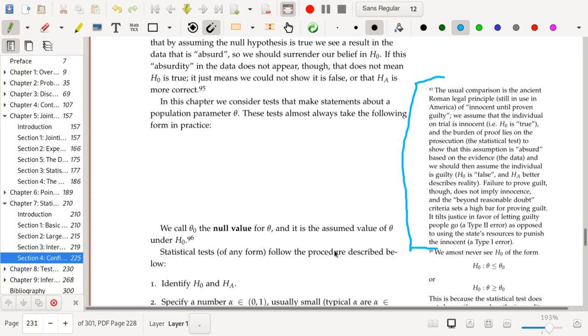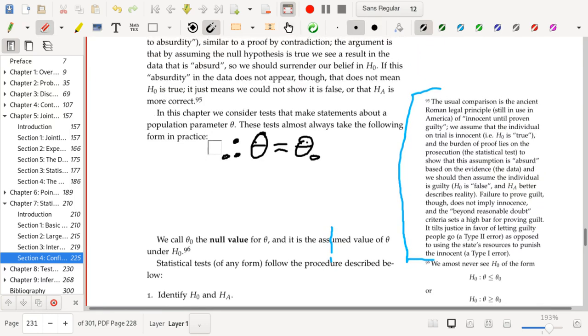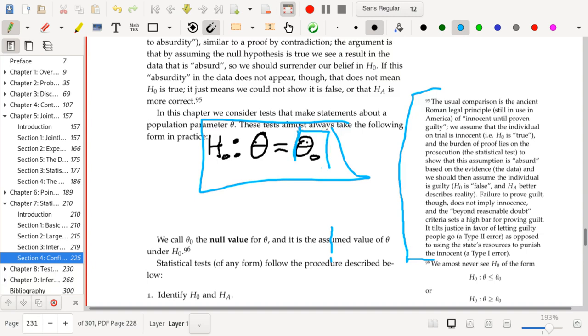So in this chapter, we're considering tests that make statements about a population parameter theta. These tests always take the following form, where the null hypothesis, which we denote by H naught, says that the true parameter value theta is equal to theta naught. Okay, let's be clear about what it is we're talking about here. We have a null hypothesis, H naught. This phrase right here should be understood as a sentence, like an English sentence. Under the null hypothesis, theta equals theta naught. So the null hypothesis says theta equals theta naught, and theta naught is going to be a number.